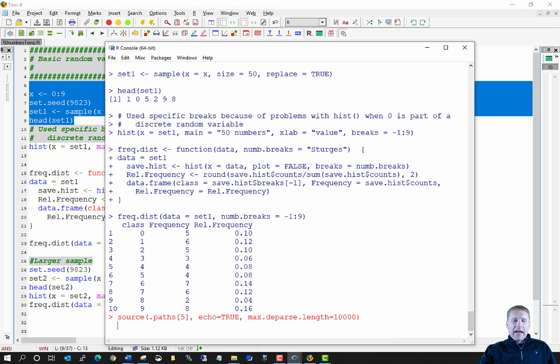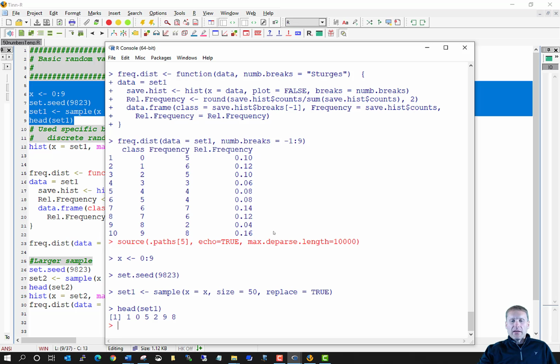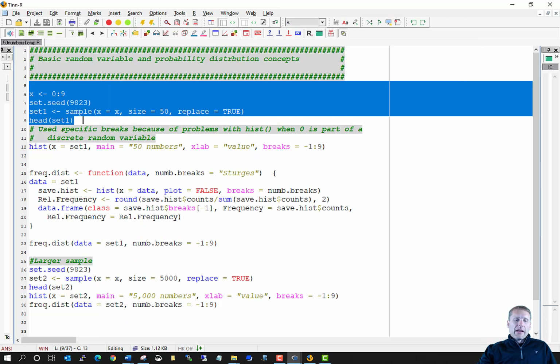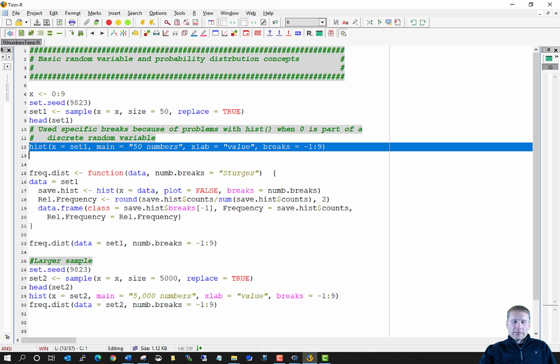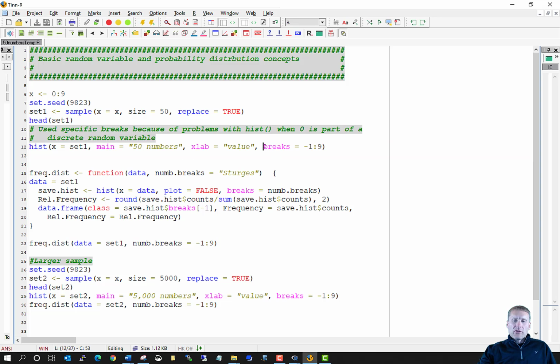I'm going to use the head function with it as well, so we can see the first 6 observations that we get. And we can see the first time we got a 1, the next time we got a 0, the next time we got a 5, and so on. And we can take a look at a histogram of all those values too. So I'm going to just use the hist function with set1, put a title on it, put an x-axis label, and also I'm going to include a specific set of values for breaks. What this is going to allow me to do is control where those classes are formed on the x-axis.